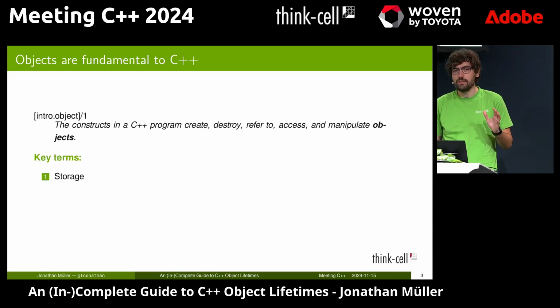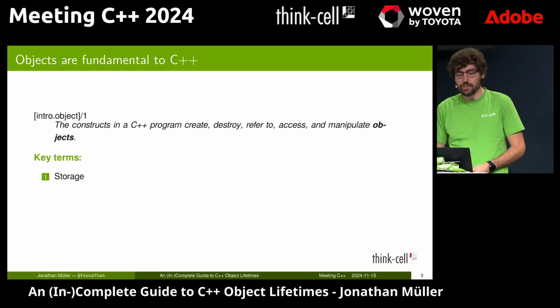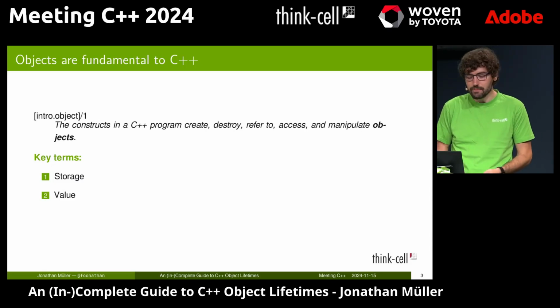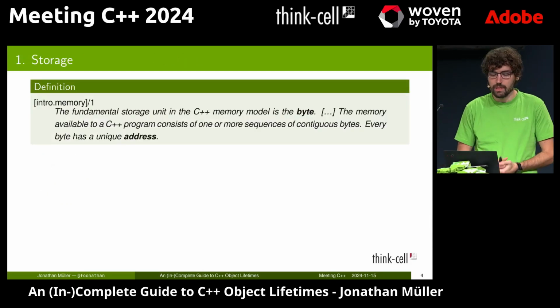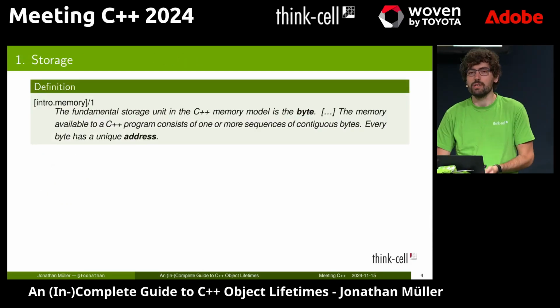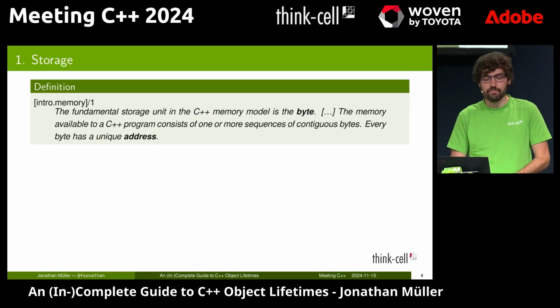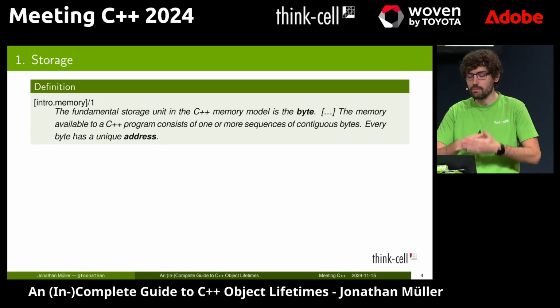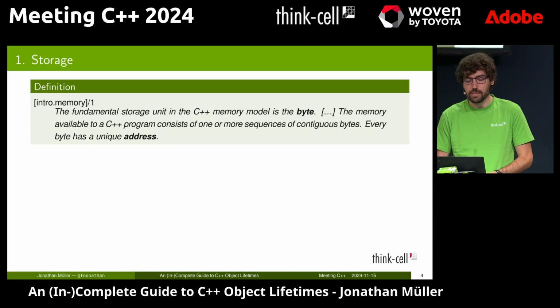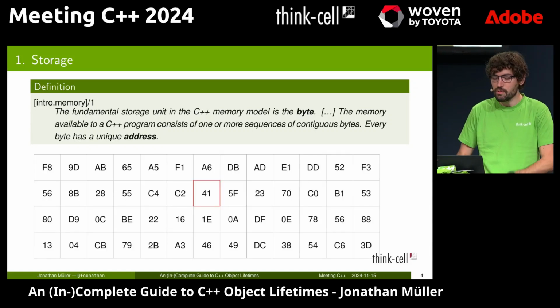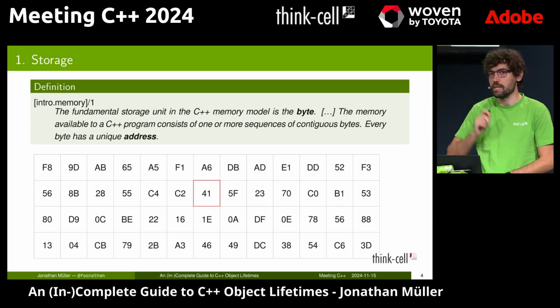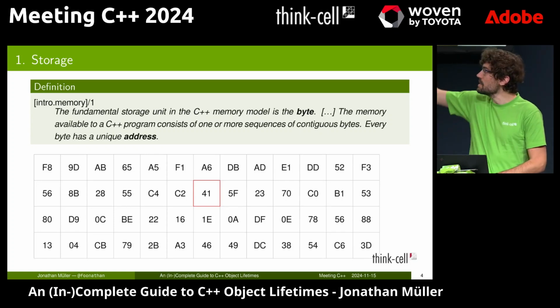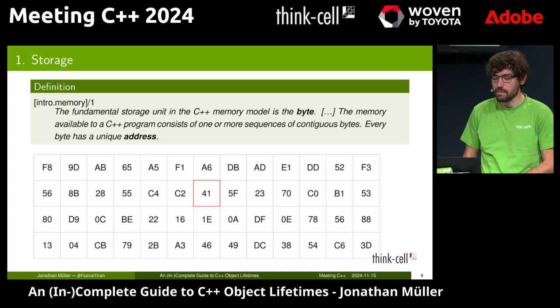To understand objects, we need to understand three things. The first term is storage, the second term is value, and the third term is type. So let's begin with storage. The fundamental storage unit in the C++ memory model is a byte. And then a program consists of one or more contiguous bytes, and each byte has an address. So here we've got a couple of bytes. Each byte has an address, and I've highlighted the byte in the red square. Right? This contains the bits that make up the hexadecimal value 0x41.